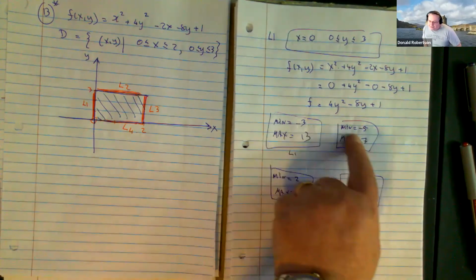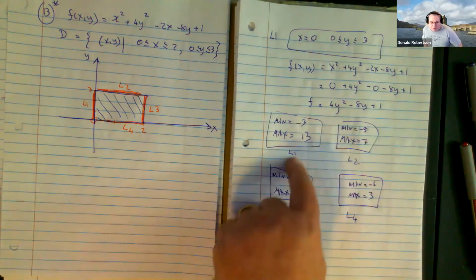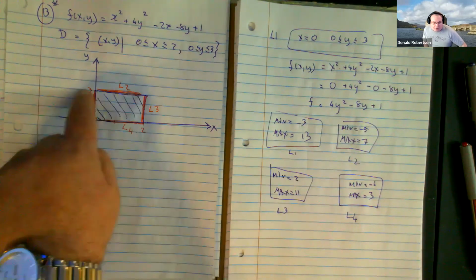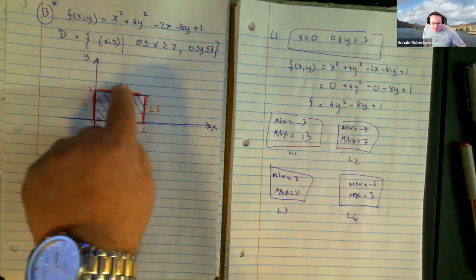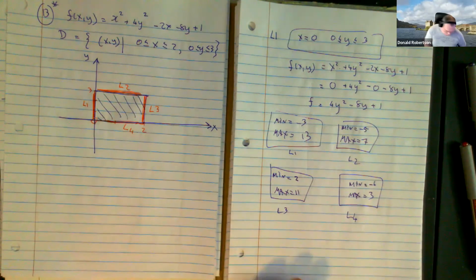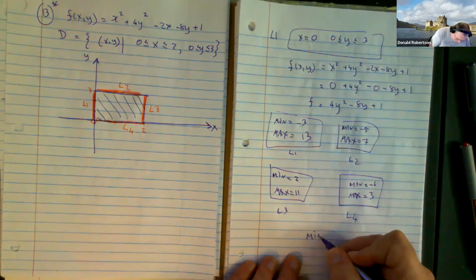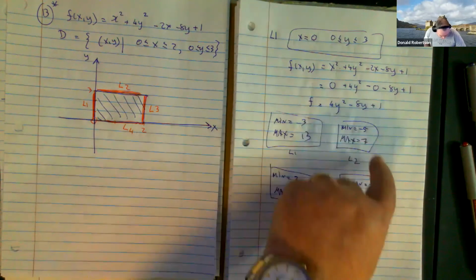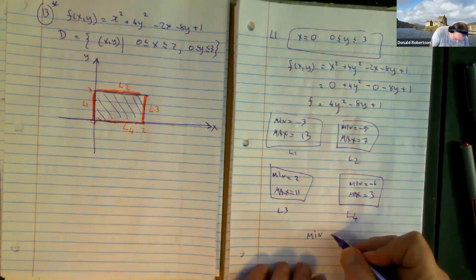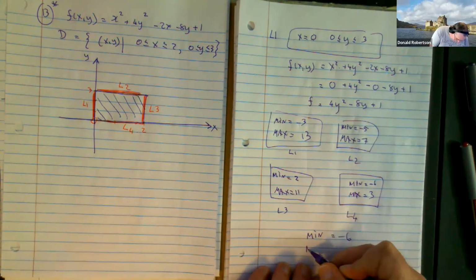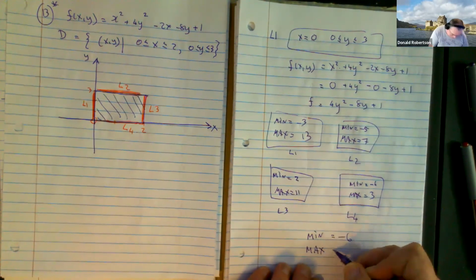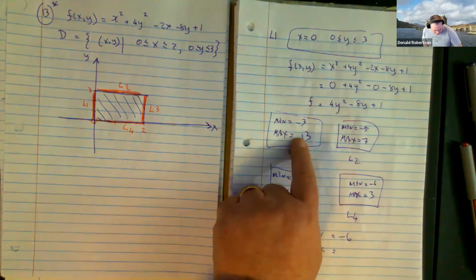Now, based on only these 4 guys, so if you were only allowed to pick points on the edge, right? Wouldn't you pick as your minimum the smallest out of all the choices, which is -6? And which number would you choose to be your maximum? Well, the biggest one out of the choice.